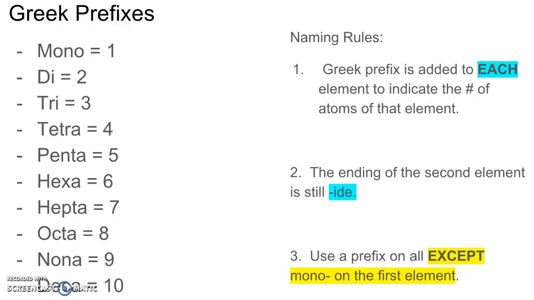So when you're dealing with a binary molecular compound, there are 3 naming rules. A Greek prefix is added to each element to indicate the number of atoms of that element. Now remember, a prefix comes before, so you're going to have these prefixes before the actual name of the elements bonded together. The ending of the second element is still IDE, so you still have to change that second nonmetal to IDE. And we will always use a prefix, except mono on the very first element. So every single binary molecular compound will have a prefix on both words, except for mono on the first element.